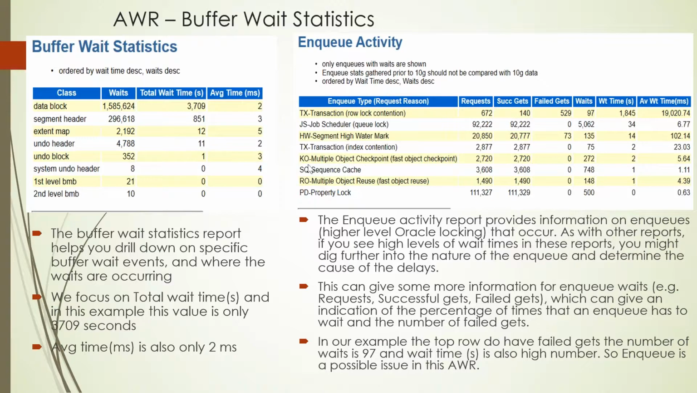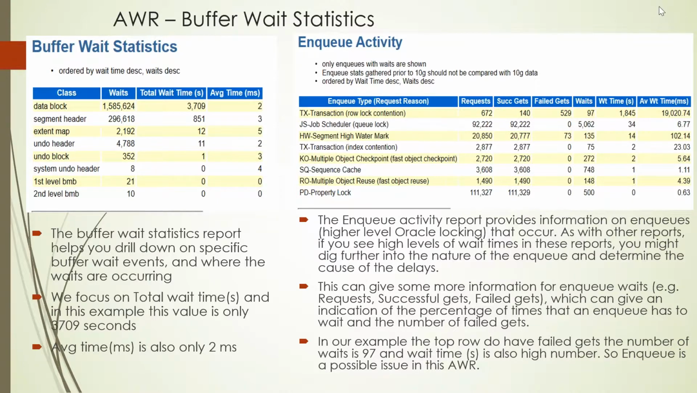There are different types of enqueues. You can see transaction row lock contention, job scheduler queue lock, HW segment high watermark, then transaction index contention. These enqueue types are all listed here, and you should look at the failed gets, how many gets failed, and what the wait time in seconds is. Here 529 gets failed for transaction row lock contention. So this is actually an issue in this particular AWR report.